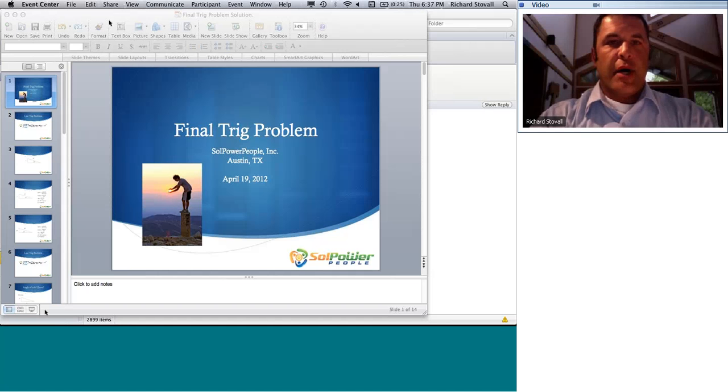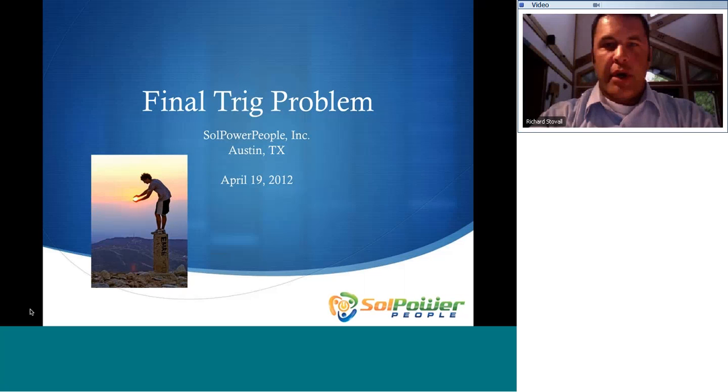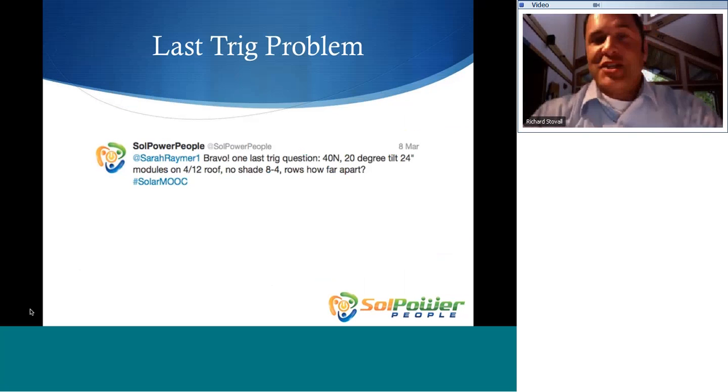Okay. So we're going to go through one final trig problem, which kind of brings in all these elements together and adds the additional element of how do you do row spacing on a rooftop that has a pitch when the modules themselves are pitched in relation to the rooftop. So it's one more little layer of complexity. This is actually a question that I put forth to Sarah earlier this year when she was studying for the NABCEP exam. She kept taking all these problems that I threw at her and just doing great with them. And I thought, okay, if she can do this one last one, then there's nothing that can be thrown at her on the test that should shake her, because this has it all. And it looks pretty simple.